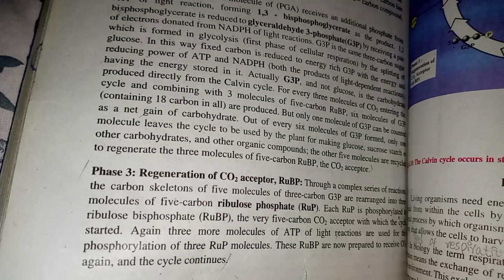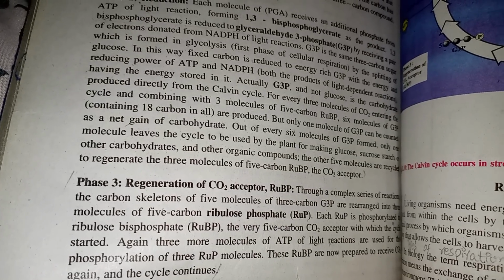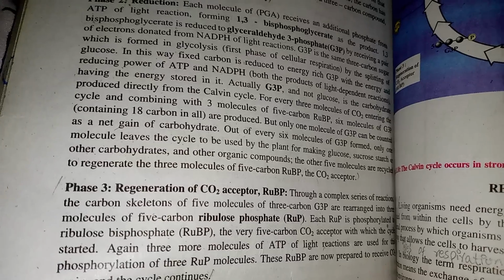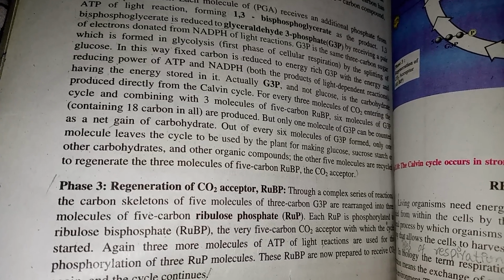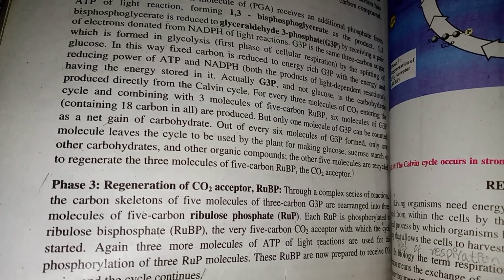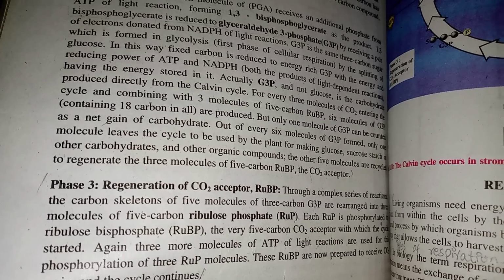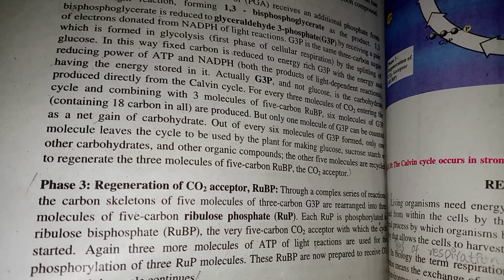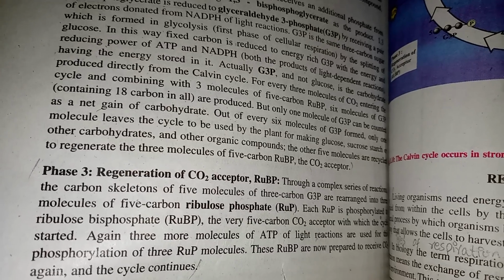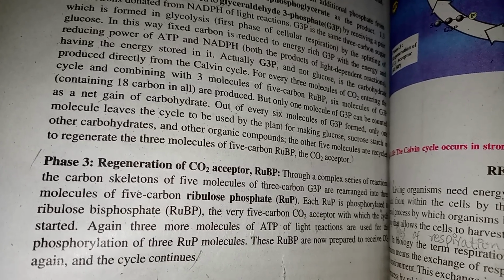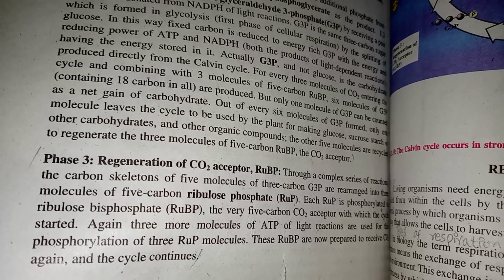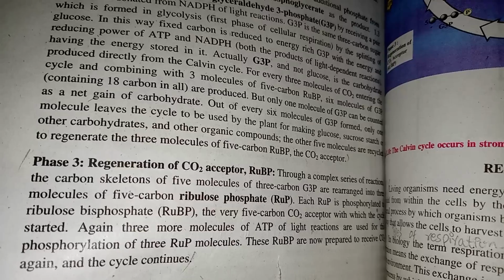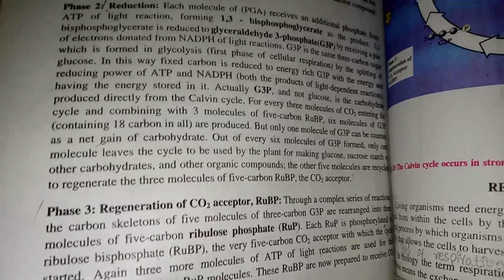The third phase is the regeneration of the carbon dioxide acceptor through a complex series of reactions. The carbon skeletons of the 5 molecules of 3-carbon G3P are rearranged into 3 molecules of the 5-carbon ribose phosphate. Each ribose phosphate is phosphorylated to ribulose bisphosphate, the very 5-carbon carbon dioxide acceptor with which the cycle started. Again, three more molecules of ATP of the light reaction are used for this phosphorylation of 3 ribose phosphate molecules. The RuBP molecules are now prepared to receive CO2 again, and the cycle continues.